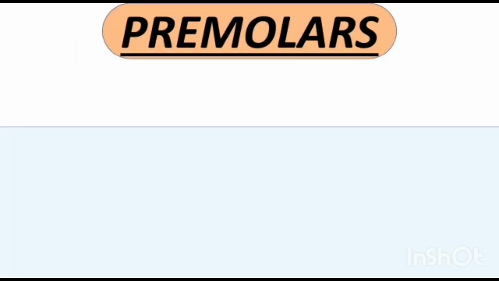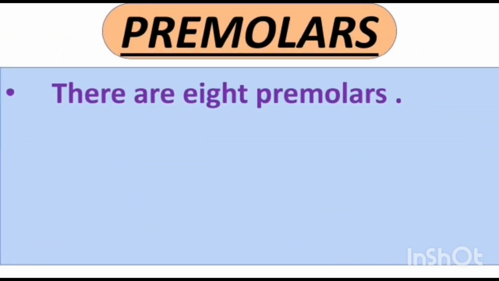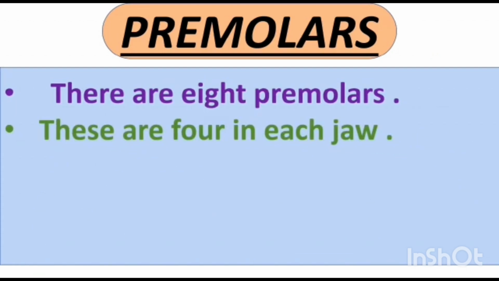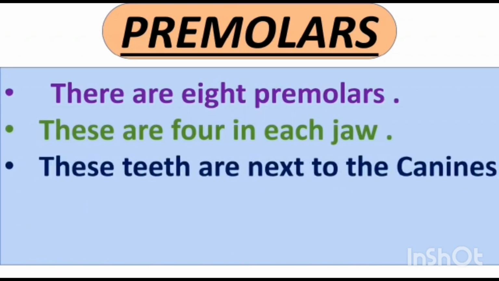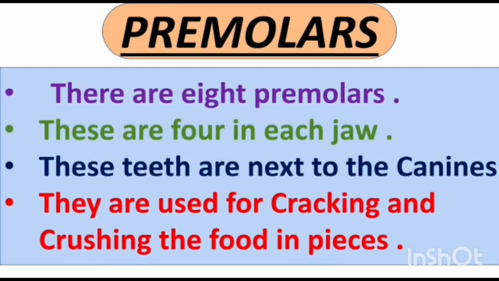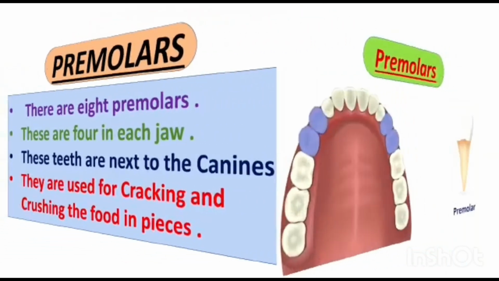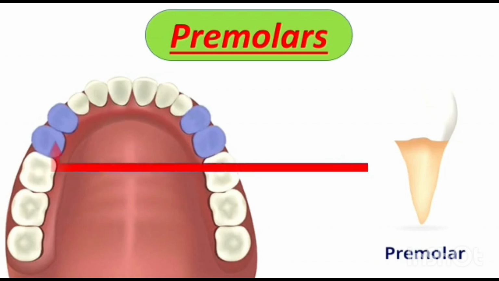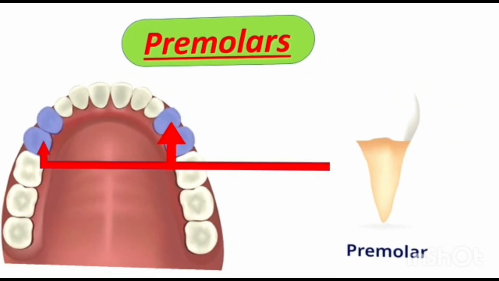Now next is premolar. There are 8 premolars. These are 4 in each jaw. These teeth are next to the canines. They are used for cracking and crushing the food into pieces. Now see in the picture, the right side premolar teeth. Premolar teeth are broad in shape. There are 4 premolar teeth in each jaw. See 1, 2, 3 and 4.